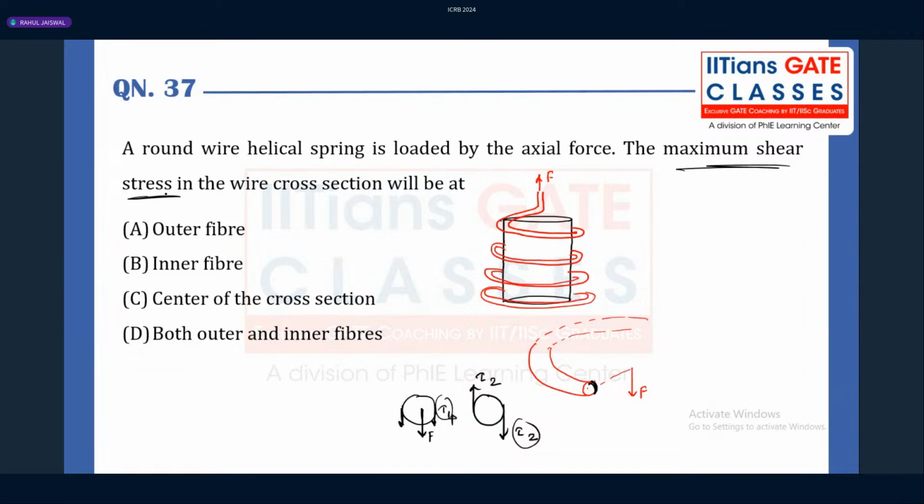They are asking for the maximum shear stress because of the direct shear force and the twisting moment. Where exactly are they acting? This is the outer fiber, and this is the inner fiber. So B should be correct, right? Because if you see the outer fiber, the direct shear tau 1 and tau 2 are in opposite directions, so they are not adding. But here, tau 1 and tau 2 are both acting in the same direction, so they will be added together, right?